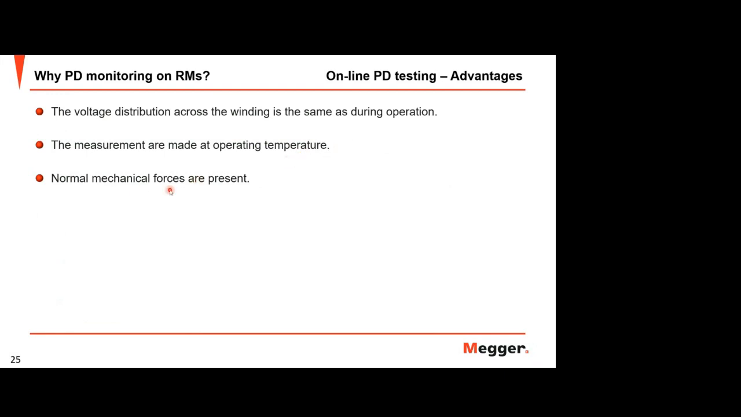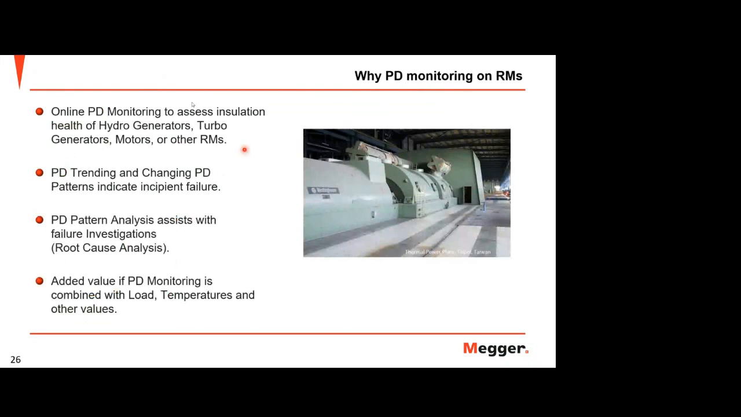Okay, and normal mechanical forces are present. Because this is online, you will get the normal mechanical force. Sometimes with offline, it cannot be simulated. So these are some advantages of online PD testing compared to the offline. So in general, online PD monitoring is used to assess insulation health of hydro generators, turbo generators, motors, or other rotating machines. So PD trending and changing PD pattern indicate insulation failure. So you can detect early.